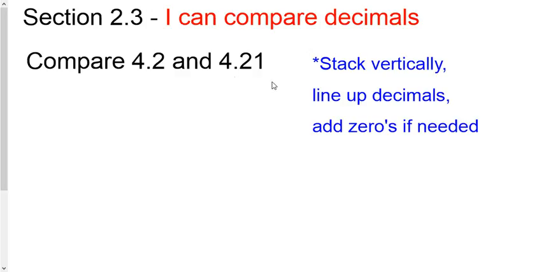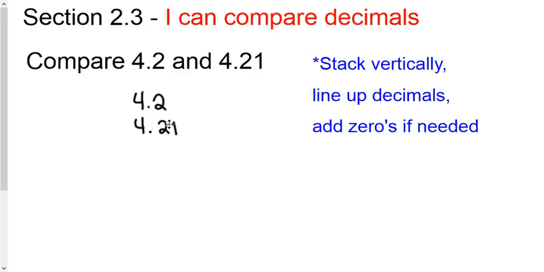Now, here's my basic setup. Stack them vertically on top of each other. So here's 4.2 I'm rewriting, and I'm going to put that right over top of 4.21. Notice I said line up the decimals, so there's my decimals perfectly lined up. If you get sloppy, you're going to have problems. And then add zeros if needed, so that way they're the same length.